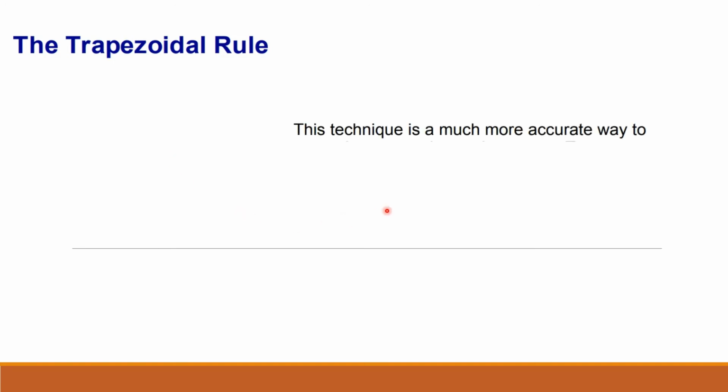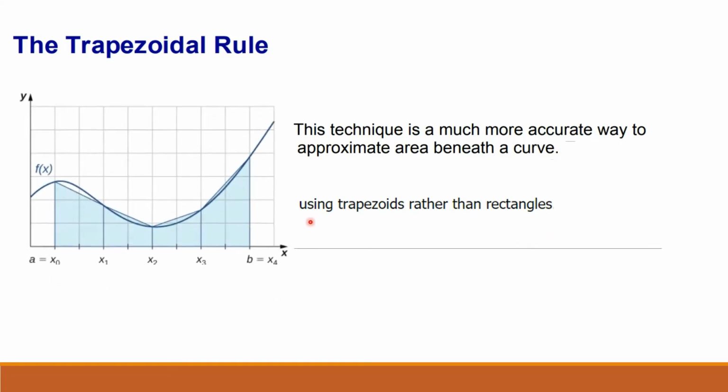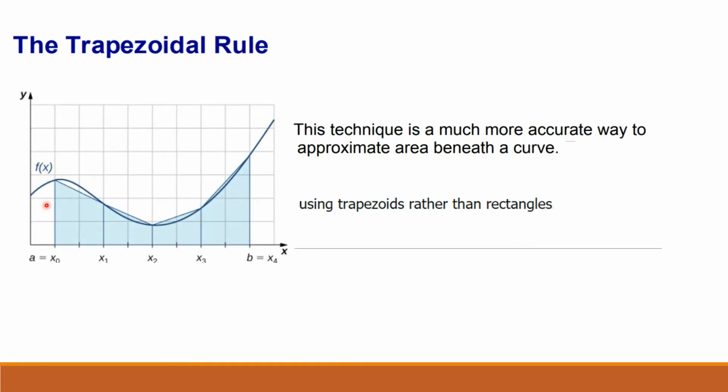Good day, everyone. Today, I'm going to be discussing the trapezoidal rule. This technique is a much more accurate way to approximate area beneath a curve. It uses trapezoids, from the word itself, trapezoidal, rather than rectangles. So this is our graph. The area beneath this curve is estimated by adding all of the areas of the trapezoids here. So we have 1, 2, 3, and 4. And the change of width is denoted as the change of x.